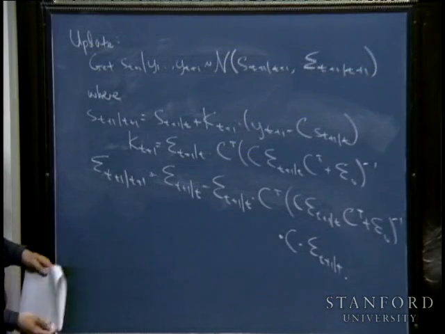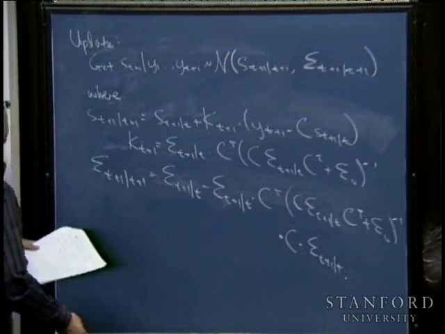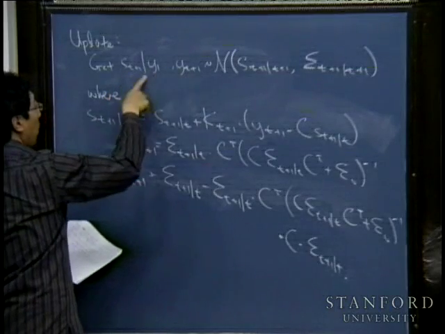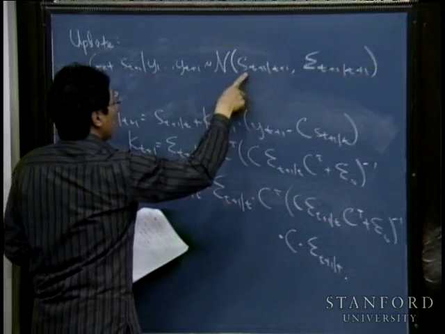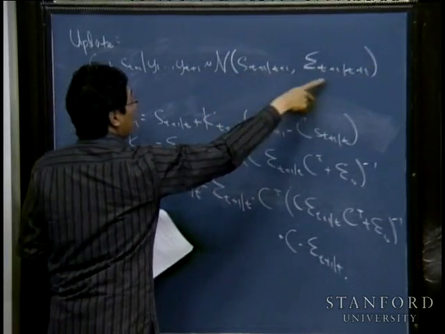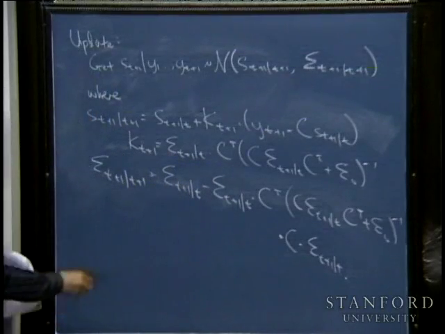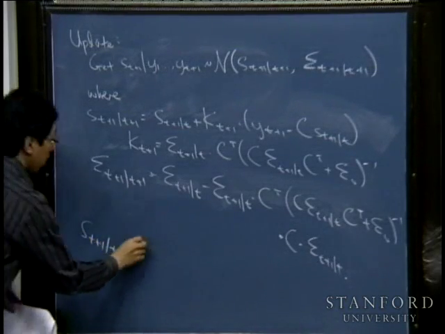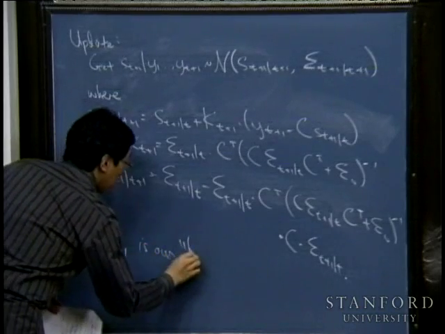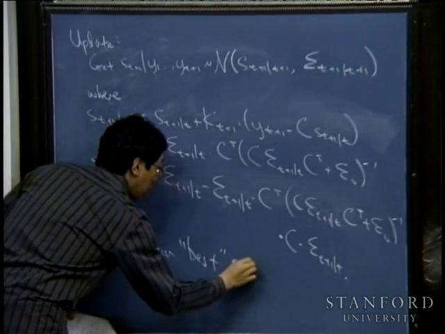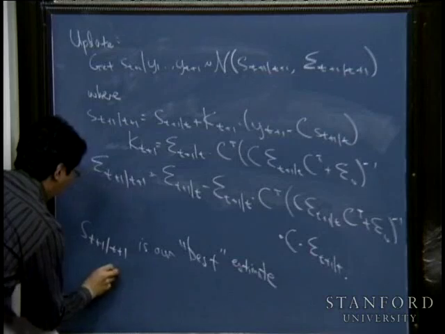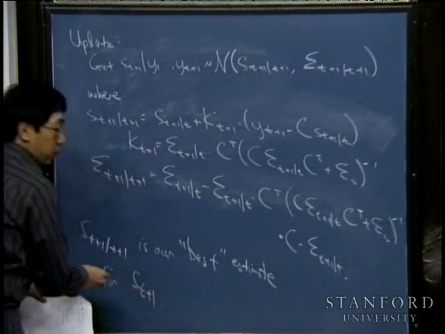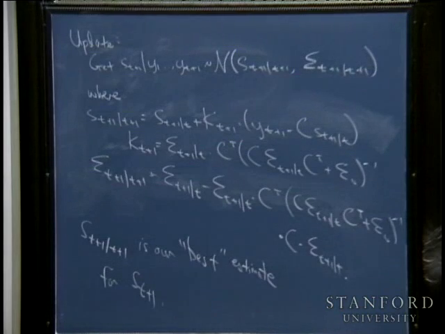And so after having performed the most recent Kalman filter update, you find that your perceived distribution on the estimate of ST plus 1, given all your observations so far, is Gaussian with mean given by this and variance given by that. And so informally, this thing, ST plus 1 given T plus 1, is our best estimate for ST plus 1, given all the observations we've had up to that time.